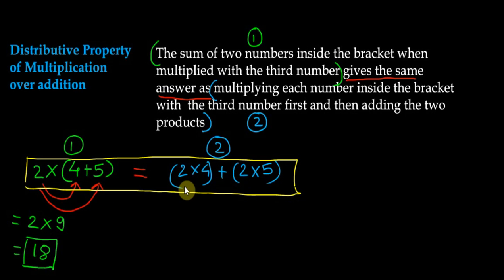Now let's check what is the answer for the second part of our statement. So 2 times 4 is 8 plus 2 times 5 is 10. So we will get 8 plus 10 is 18. Therefore, the answer for the second part of our statement is also 18. That means 2 times (4 plus 5) is equal to 2 times 4 plus 2 times 5. Hence, we can say that our distributive property of multiplication is correct.